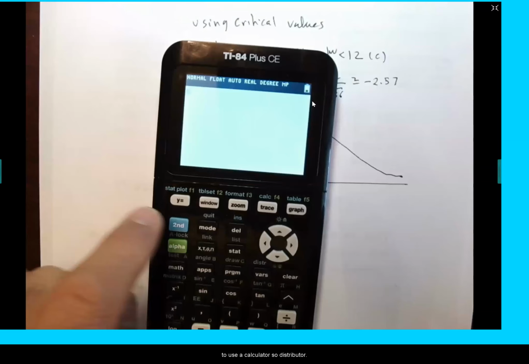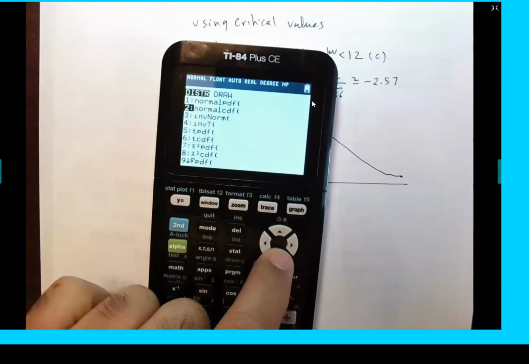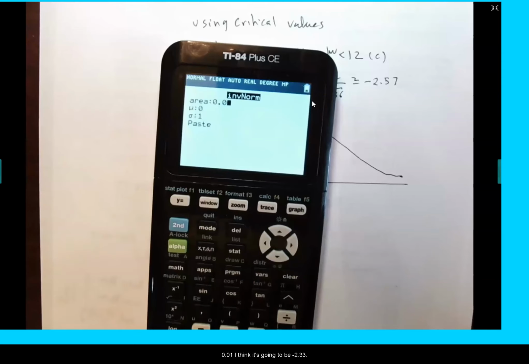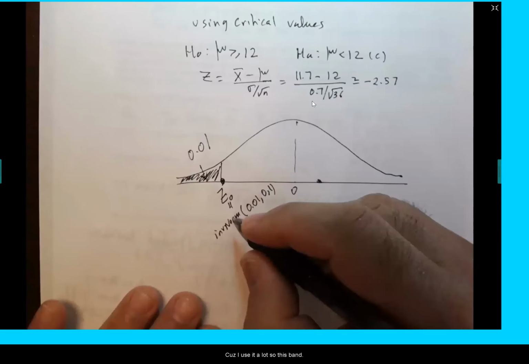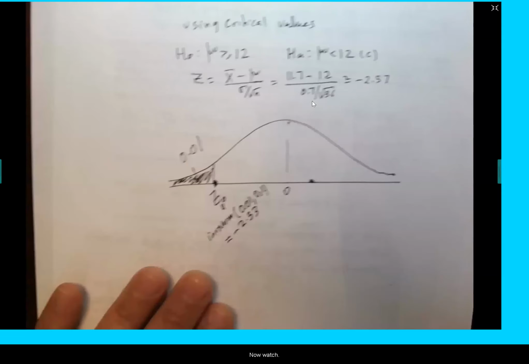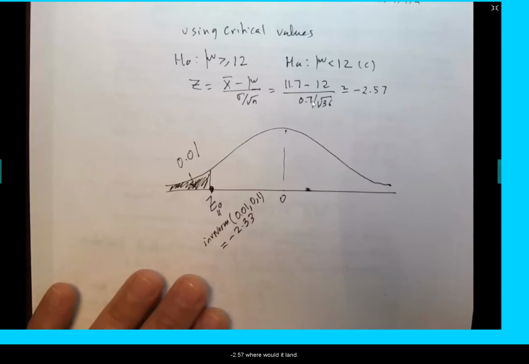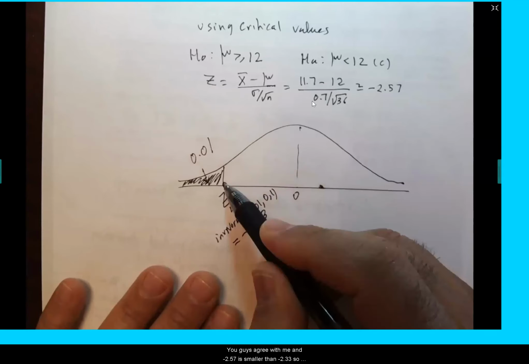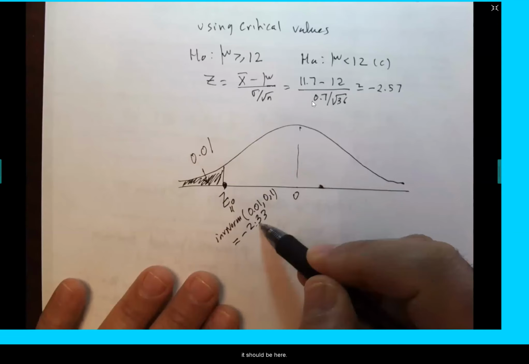So, distribute, inverse norm. Oops, let me quit. Inverse norm, 0.01. I think it's going to be negative 2.33. Because I use it a lot, I know this value. So negative 2.33. Now watch. Negative 2.57, where would it land? You guys agree with me, negative 2.57 is smaller than negative 2.33, so it should be here.